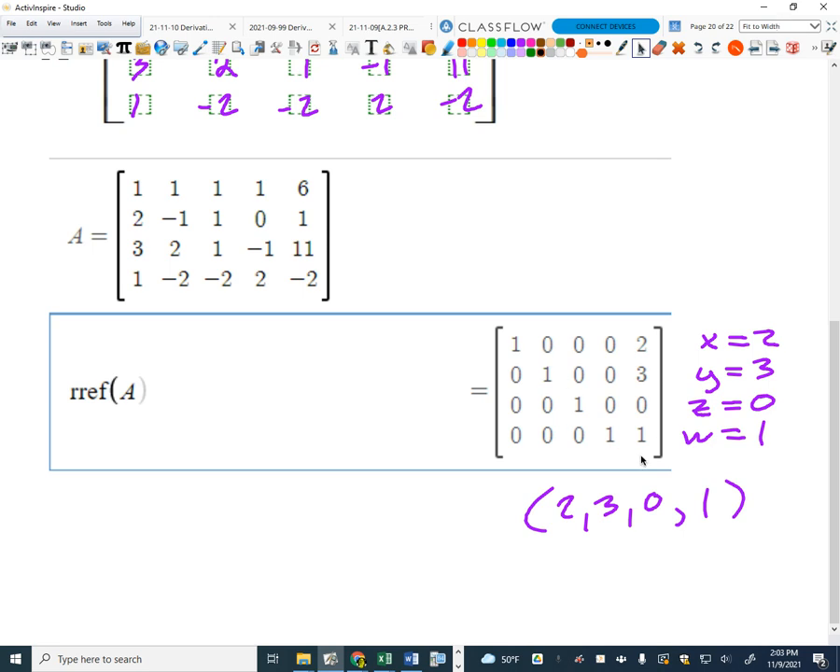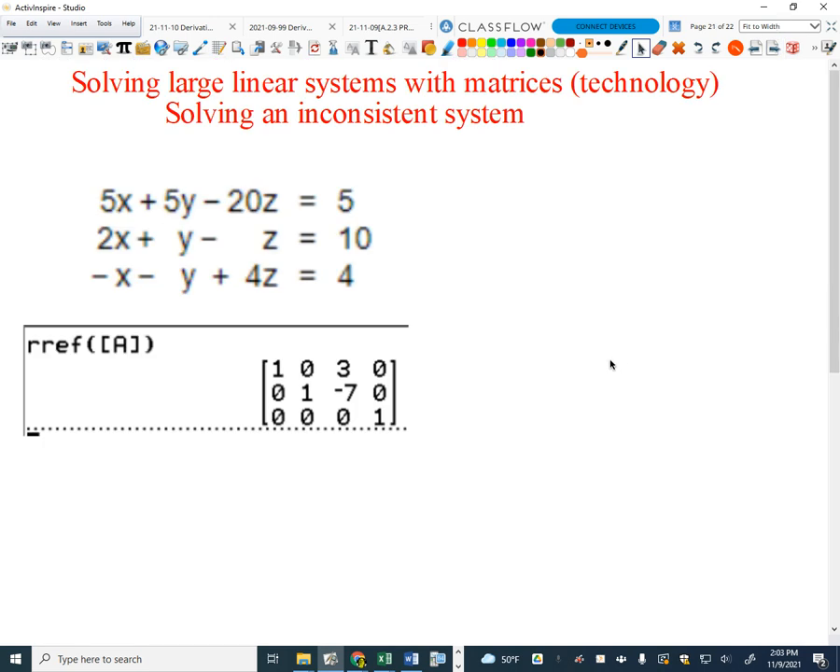And you guys had no problem interpreting that, right? The first row is just saying 1 times x equals 2, 1 times y equals 3. Next row, 1 times z equals 0, 1 times w equals 1. And we write it all up as an ordered quadruple, and we're set, okay? Okay, but what about something like this?